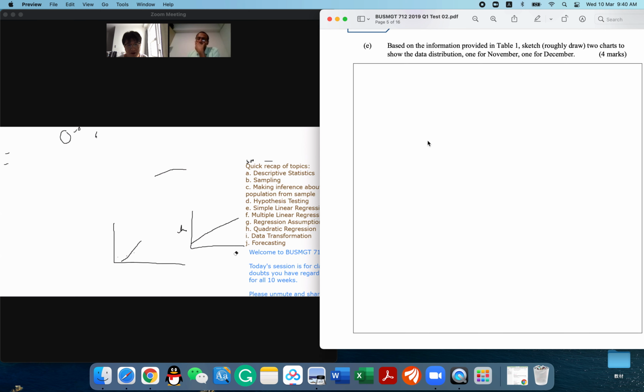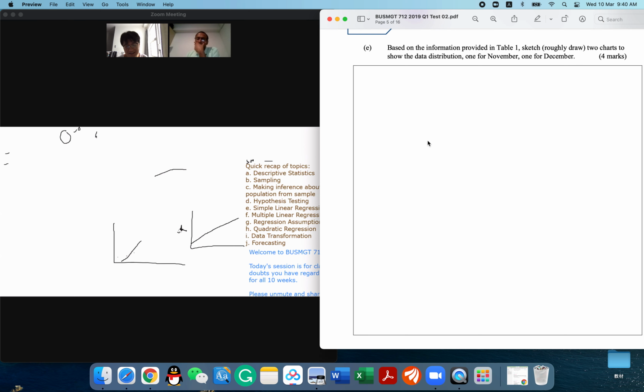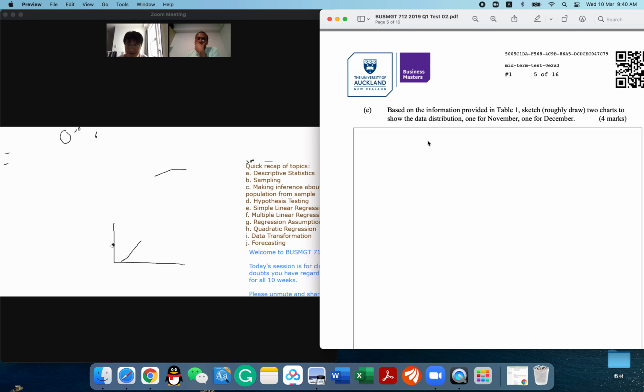One of the questions is how to check the left skew. I use the location of the mean, median and mode to check whether the data distribution is skewed left or right. Is that right or not? Yeah, that's definitely right.